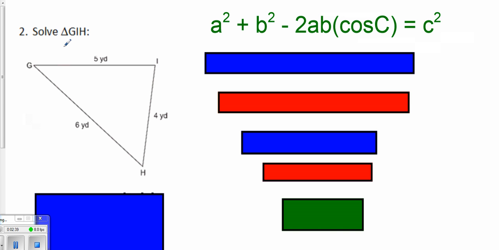All right, example 2, solve triangle GIH. Now remember, to solve a triangle, it means you're solving for every single part of it. So right now, we just have 3 sides, 6 yards, 5 yards, and 4 yards, which means we're going to need to start by finding one angle at least, and then we'll work from there using our law of sines to find another angle, and then use 180 minus those 2 angles to find our last angle.